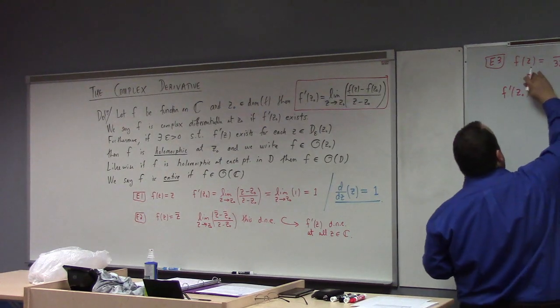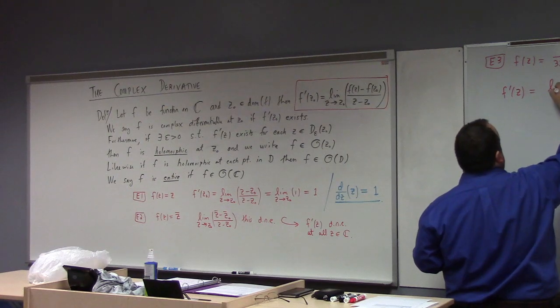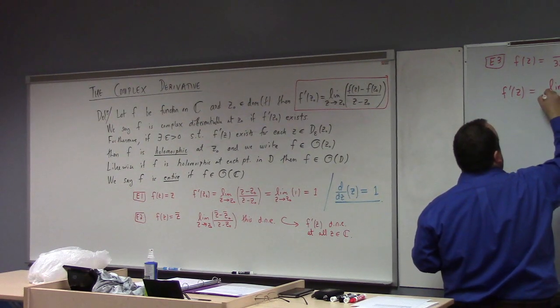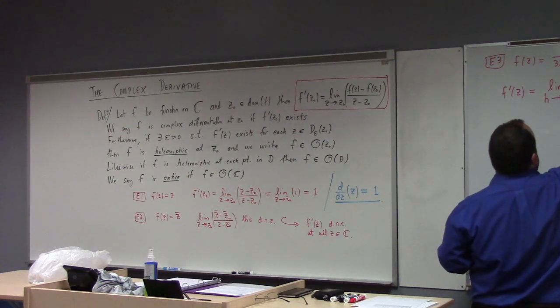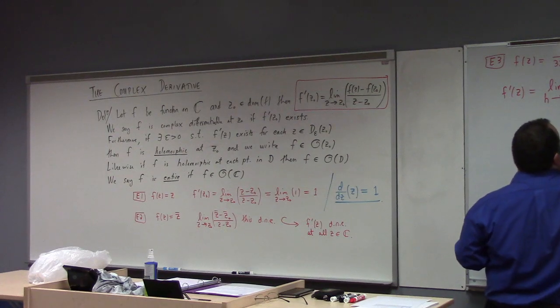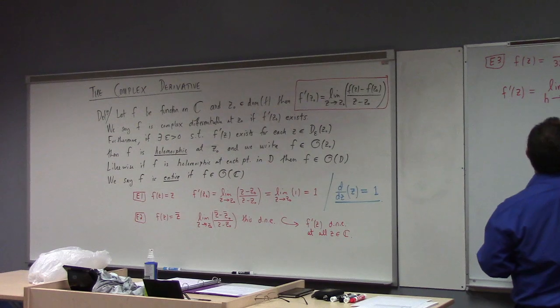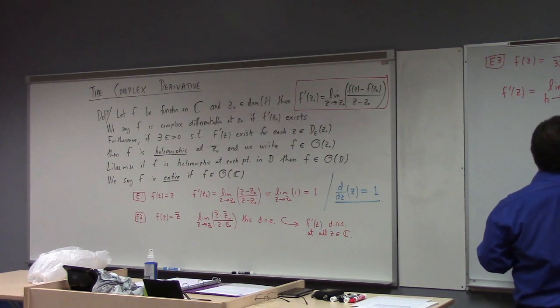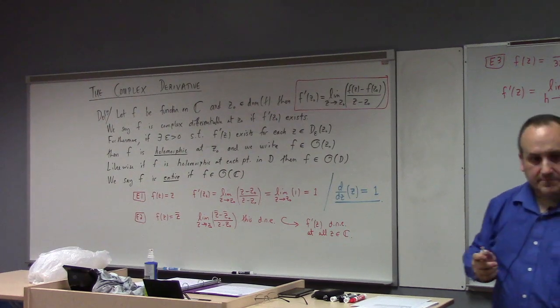Actually, let me introduce yet another way to do this. Let's calculate f prime of z. Let's calculate the limit in a different way. We could also calculate it as the limit as h goes to 0 of f of z plus h minus f of z. If you prefer to take this notation, you could also take this notation, right? Basically make a z minus z naught equals h substitution in the previous limiting formulation.